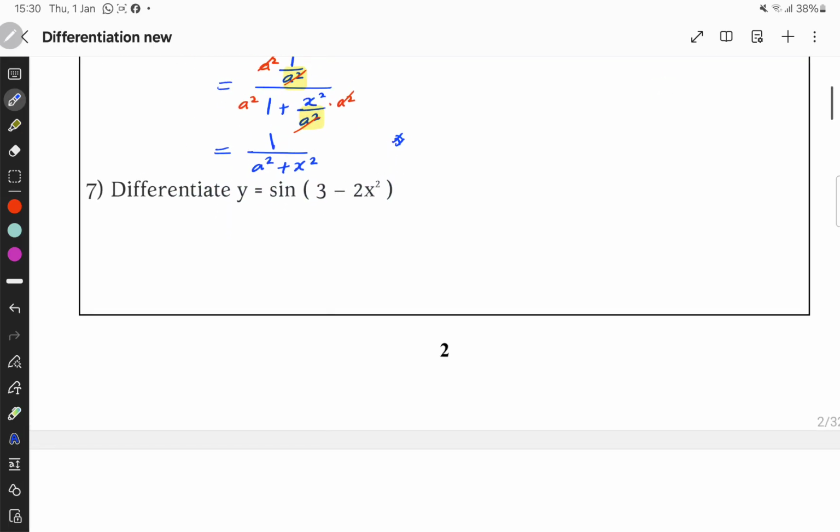Next question. Differentiate y equals sine of (3 minus 2x squared). It's only sine. Everyone knows that the derivative of sine, according to the rules, will be cosine of (3 minus 2x squared), times the differentiation of the inside. It's better to keep the derivative of the inside in brackets. Derivative of 3 is 0. Derivative of negative 2x squared will be negative 4x. So that is the final answer, nothing else.